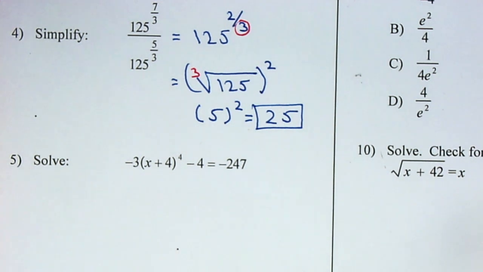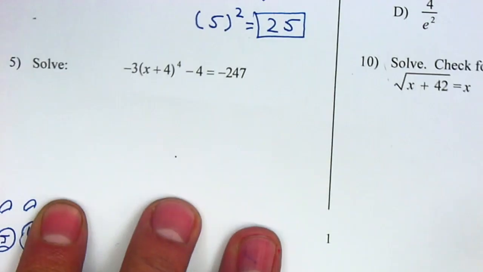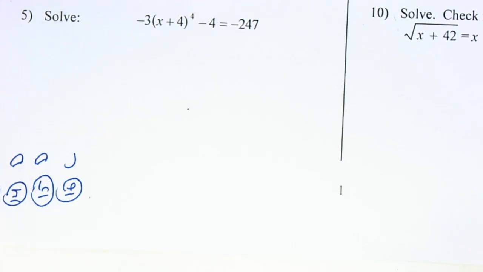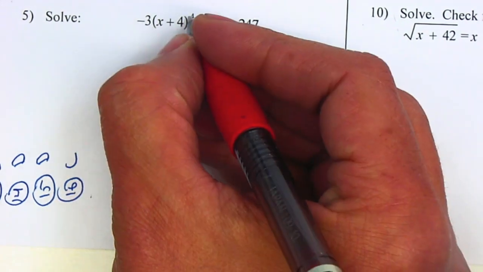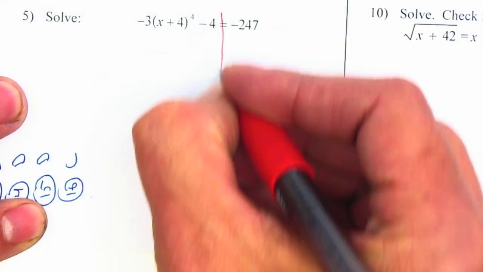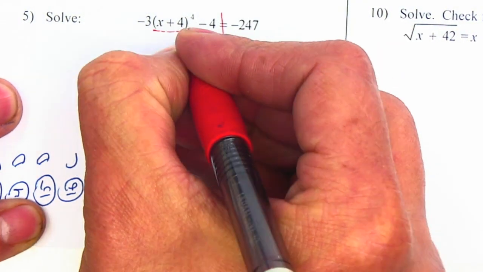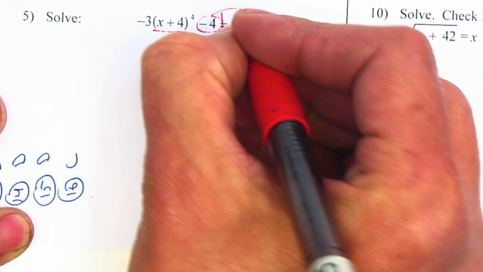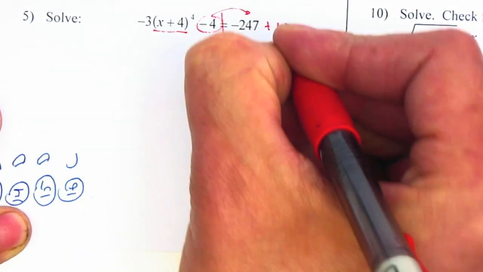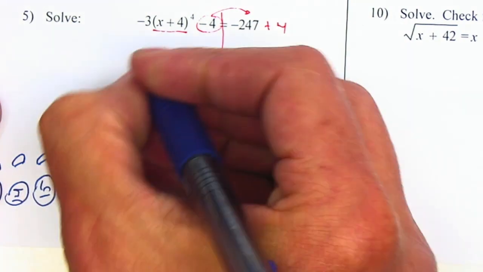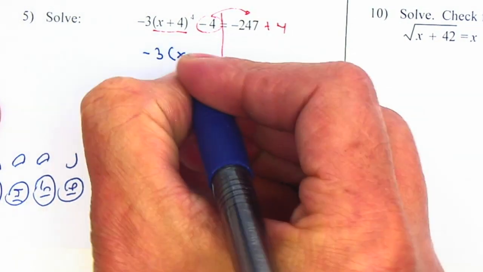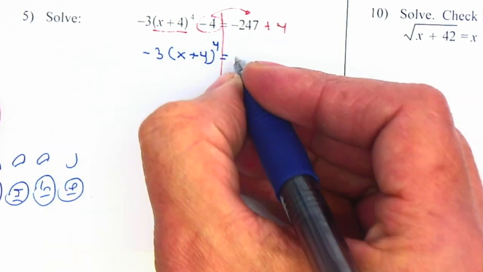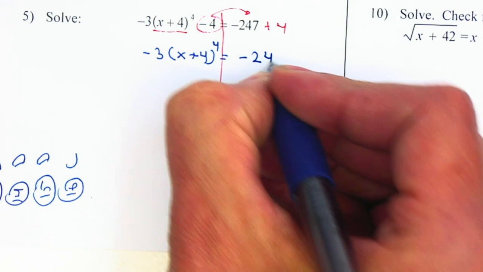For problem number 5. Problem number 5, I have an equation very similar to number 1. When I want to be able to get rid of the exponents, first I want to be able to isolate the x plus 4 to the 4th power. Therefore, I'm going to move my 4 to the right, becomes a positive 4. That is negative 3. X plus 4 to the 4th power is equal to negative 243.